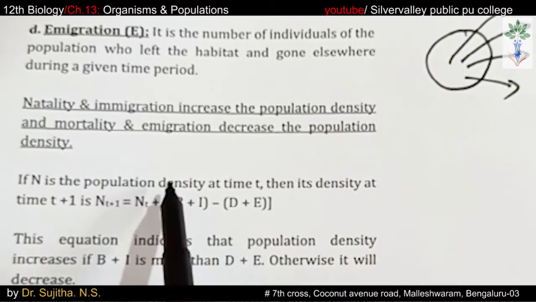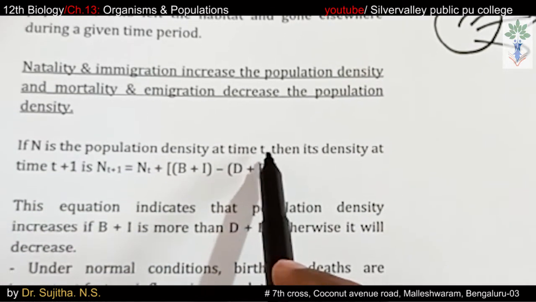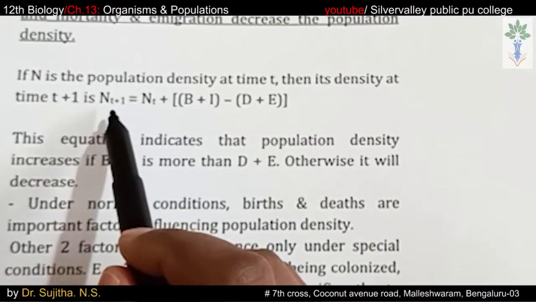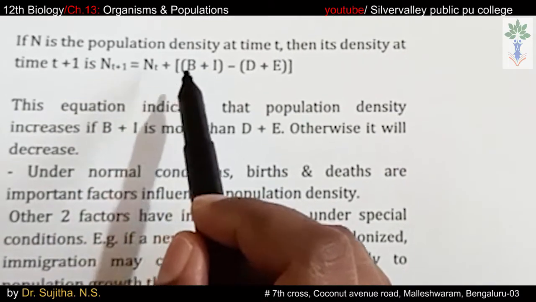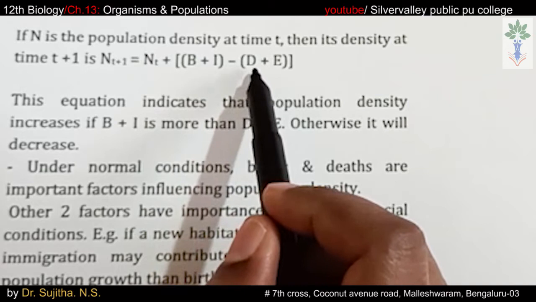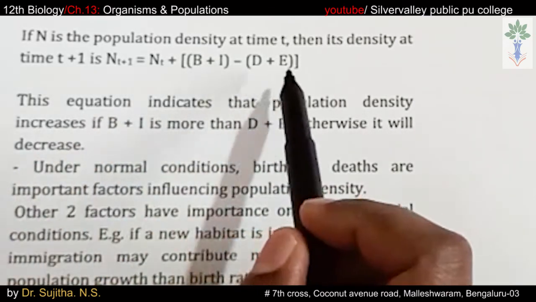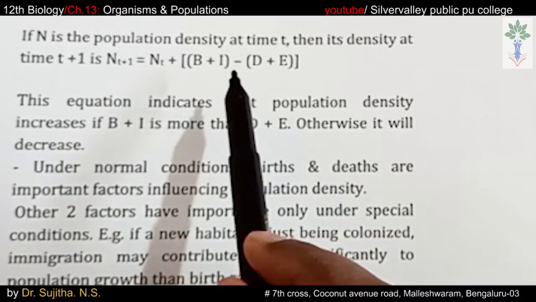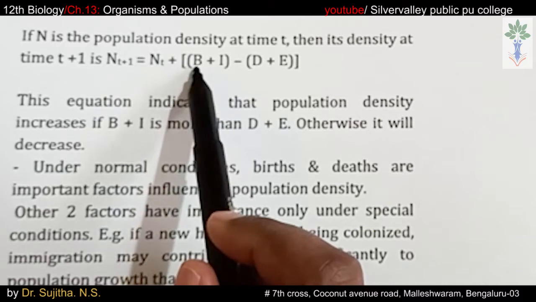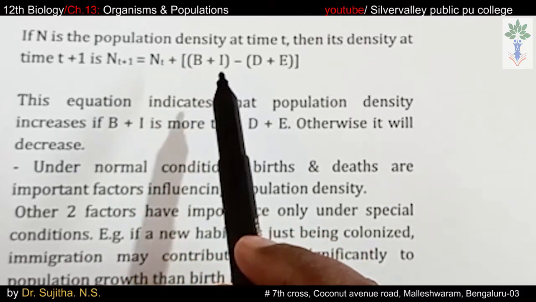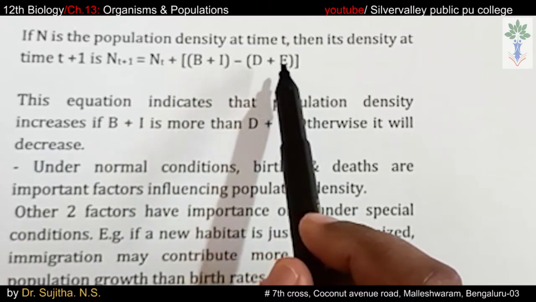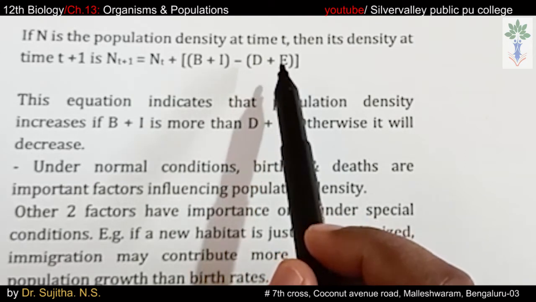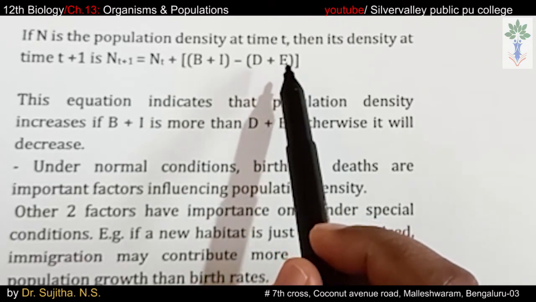If N is the population density at a time t, then its density at a time t plus 1 is N t plus 1 equals N t plus B plus I minus D plus E. What does this equation indicate? This equation indicates that the population density will increase if birth and immigration are more than the death and emigration. If death and emigration are more, then the population density will decrease.